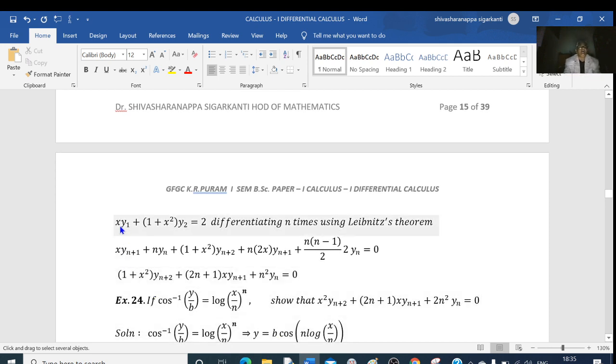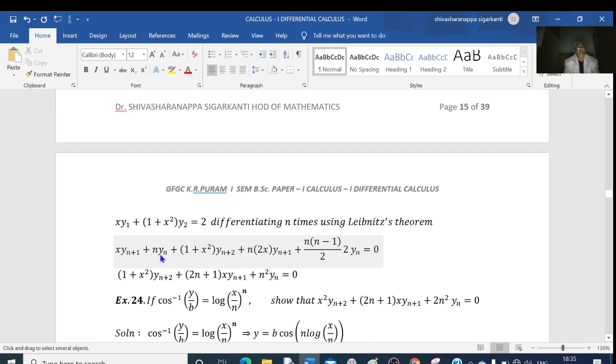So this is x y1 plus (1 plus x square) y2 equal to 2. Using Leibniz theorem here, I will take x as the first function u, x as it is, nth derivative of y1 is y_(n+1), plus nC1, which is n, into the derivative of x, which is 1, into one less derivative, which is y_n.